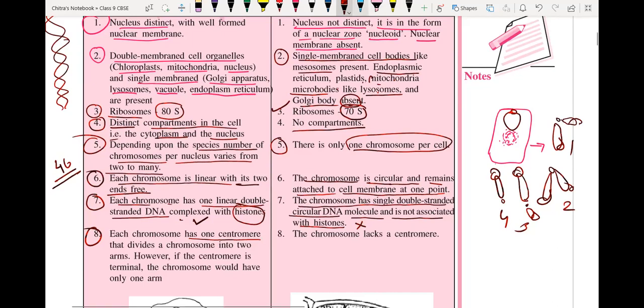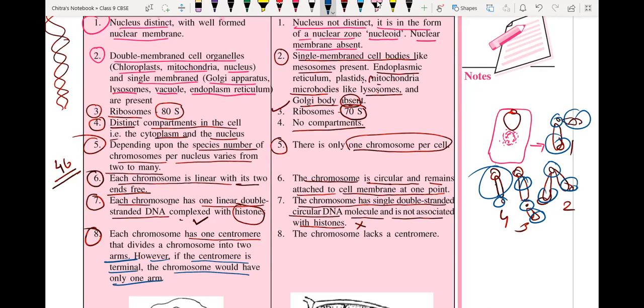See, in the center here we have the centromere. This is the centromere here. Here we have the centromere. Here we have the centromere. Which divides the chromosome into two arms. So this is the first arm, this is the second arm, first arm, second arm, first arm, second arm. Here we have only a single arm. However, if the centromere is terminal, then the chromosome would have only one arm, in the telocentric case. But in a prokaryotic cell, the chromosome lacks the centromere. The central part is not present. But in a eukaryotic cell it is present and it divides the chromosome into two arms, except in one case. Okay, everyone.